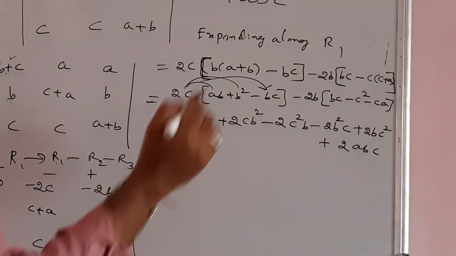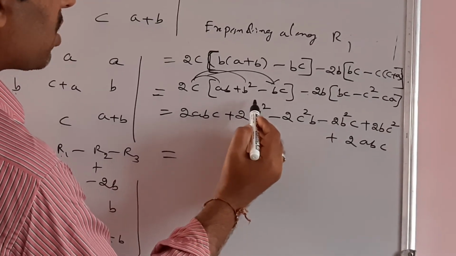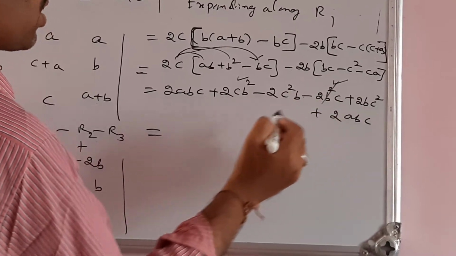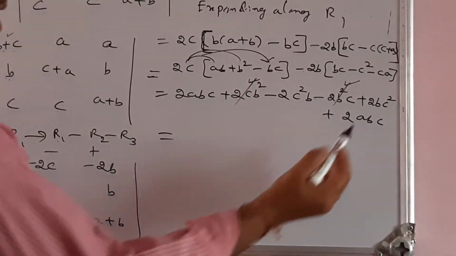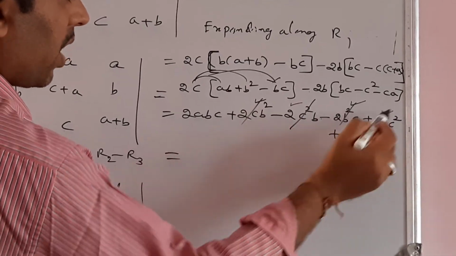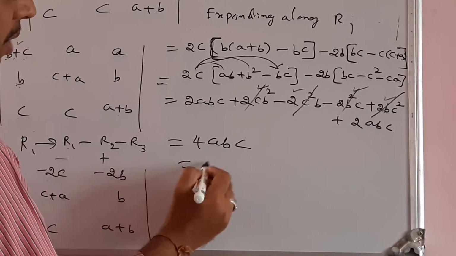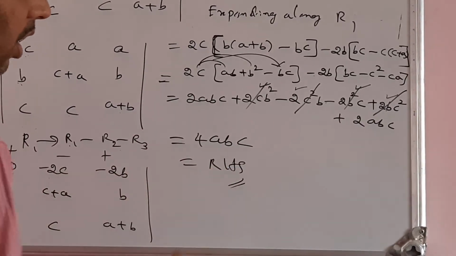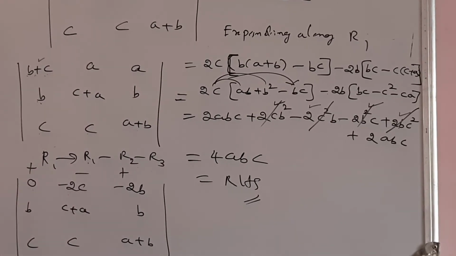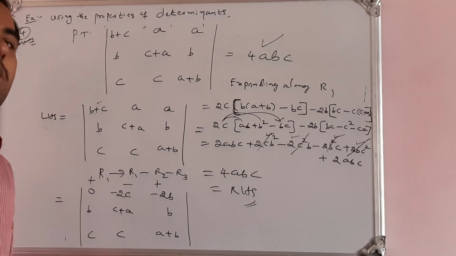Okay, so I can combine all the elements here. See, 2CB square and 2B square C, 2B square C minus 2B square C, these are equal and opposite. Then plus 2BC square minus 2BC square, this also gets cancelled. 2ABC plus 2ABC, that will be what? 4ABC. It is our RHS. So we got the RHS, 4ABC. Okay. So this is a simple problem compared to the previous problem. So let us consider one more example in the next class.